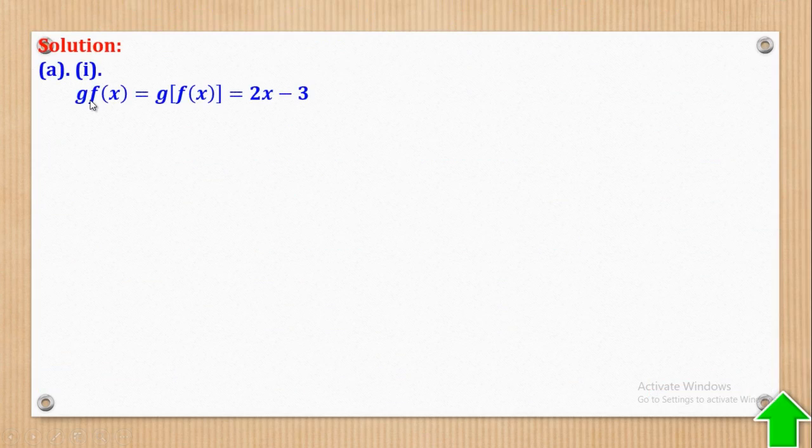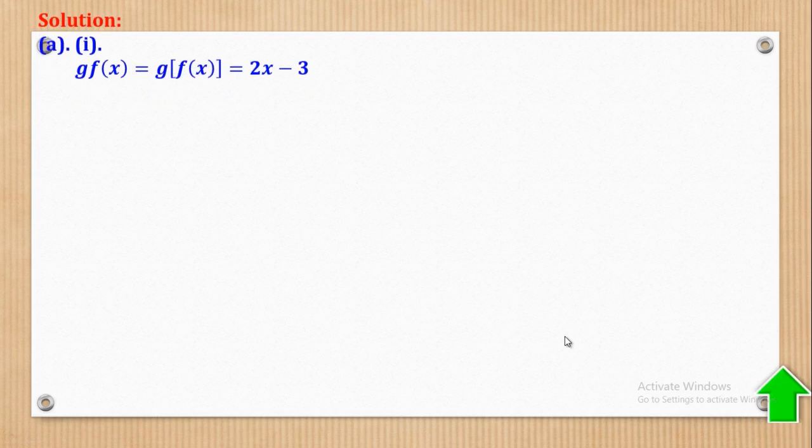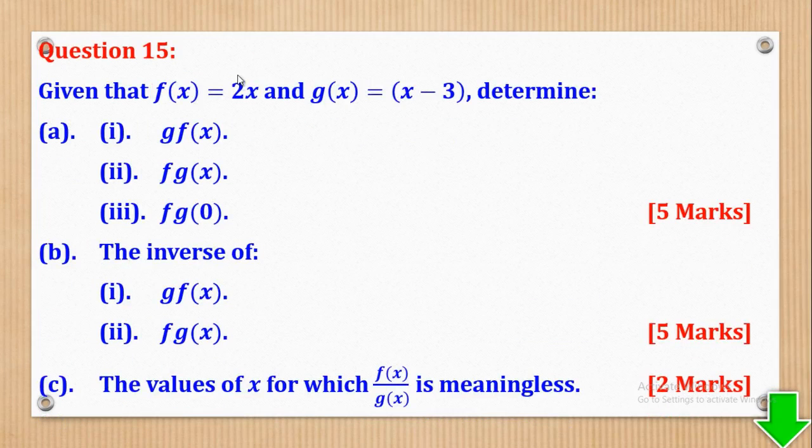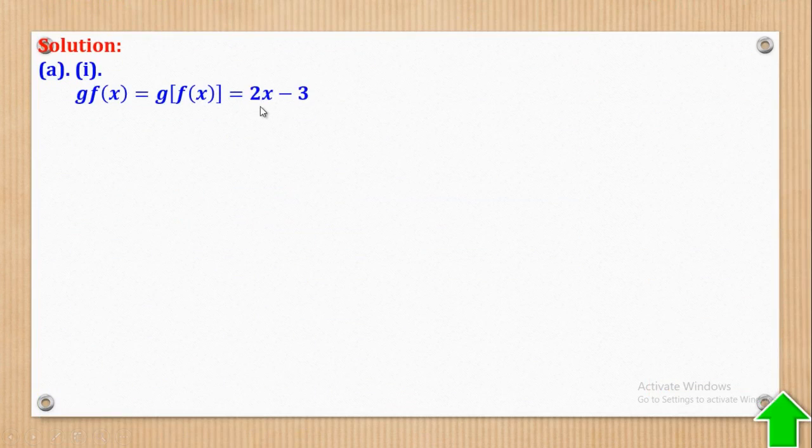So you start with Roman 1. gf(x) means that you substitute f(x) into g(x). For example, in this case gf, where there is x here in g, you'll put there the value of f(x), so it will become 2x minus 3. So that is why there is here 2x minus 3 in gf(x).